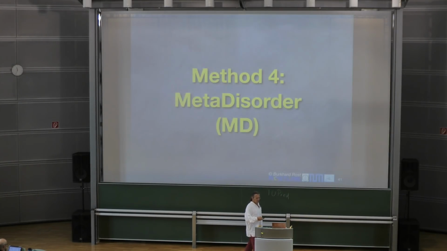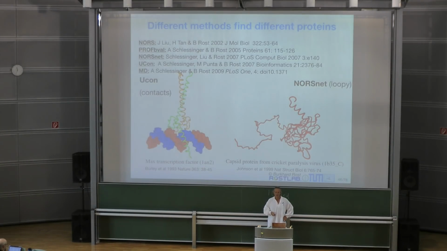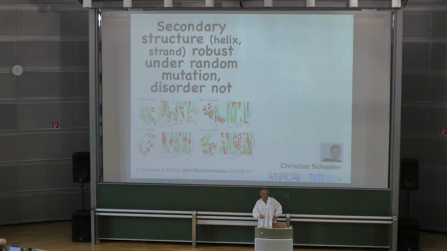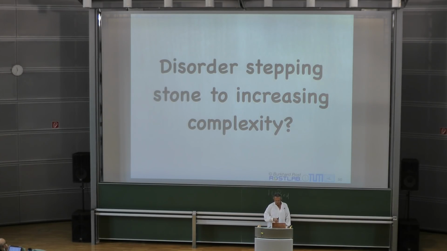This is a database that exists. With this database you can do a meta-disorder predictor, and I'm going to flip over that. It's not really relevant. And I'm going to flip over those two. Ultimately what they say is that disorder is in fact more difficult to conserve than regular secondary structure. So regular secondary structure is less sensitive to random changes than disorder. So disorder, although it sounds disordered and not something special, is extremely difficult to maintain.